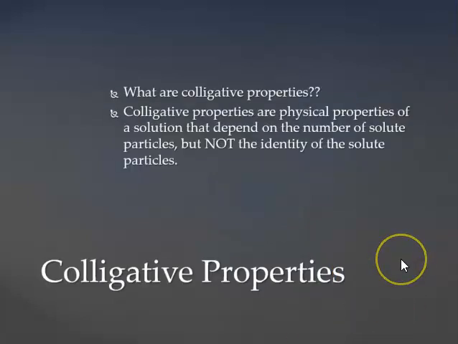They're physical properties of a solution that depend on the number of solute particles, but they don't care what those solute particles are. That's a really important thing, and it's kind of a funky thing. So it doesn't care if it's glucose dissolved in there, or benzoic acid, or sodium chloride, you name it. It's just how many particles are there? That will affect these colligative properties.